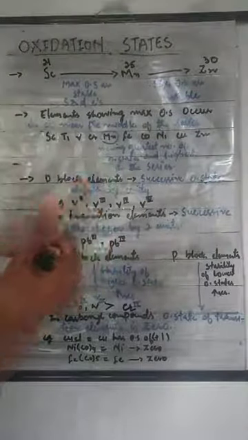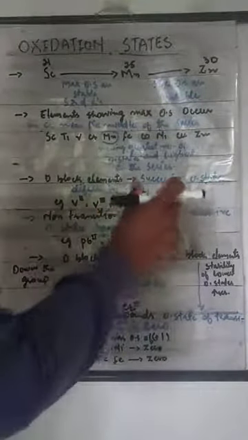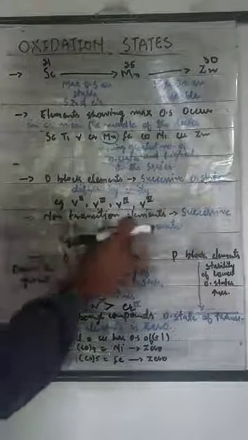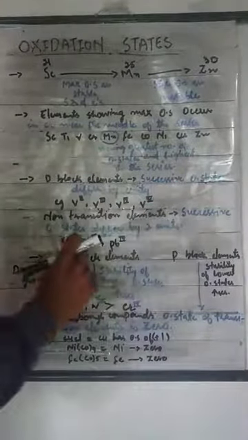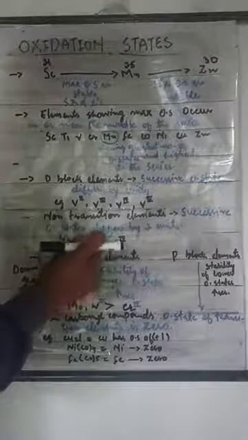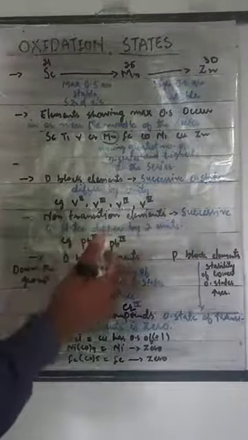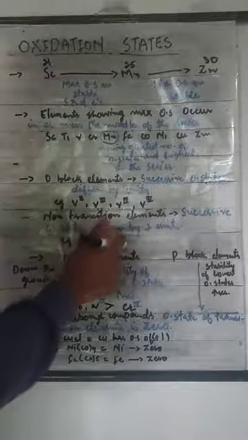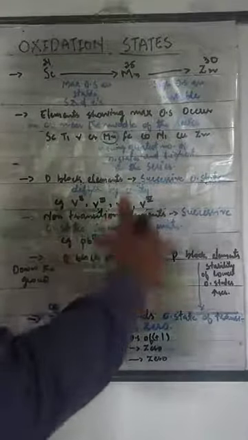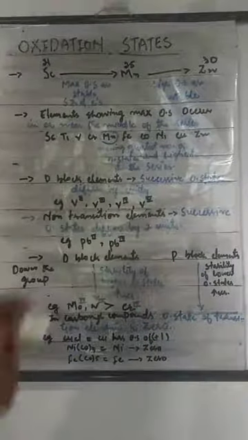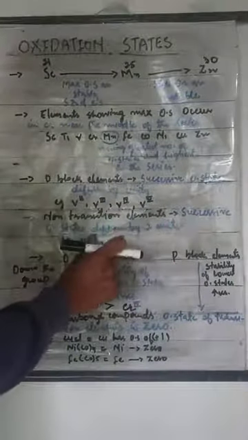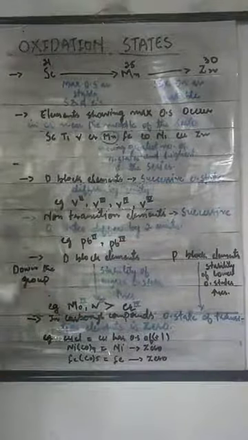But in case of non-transition elements, S block elements, P block elements, the successive oxidation states differ by 2 units. For example, I have taken an example of lead. Lead, in some compounds shows +2 oxidation state, and in more compounds shows +4 oxidation state. And these two oxidation states differ by 2 units.